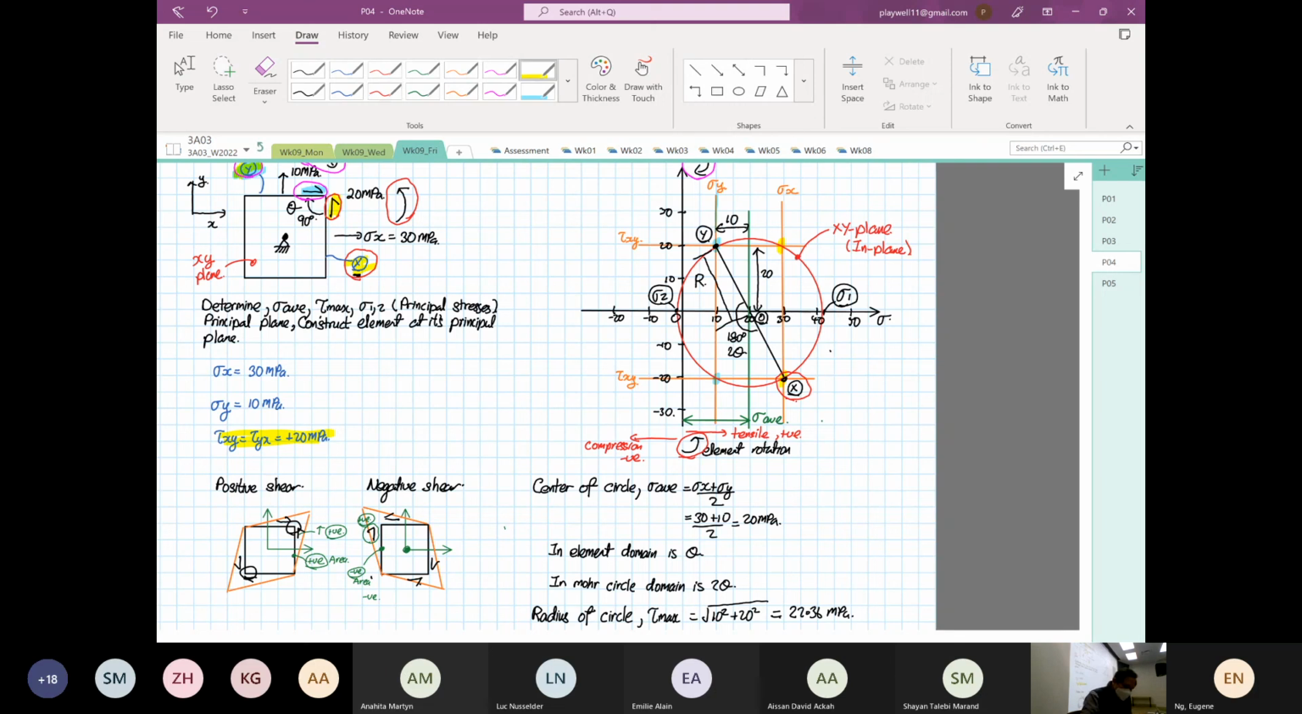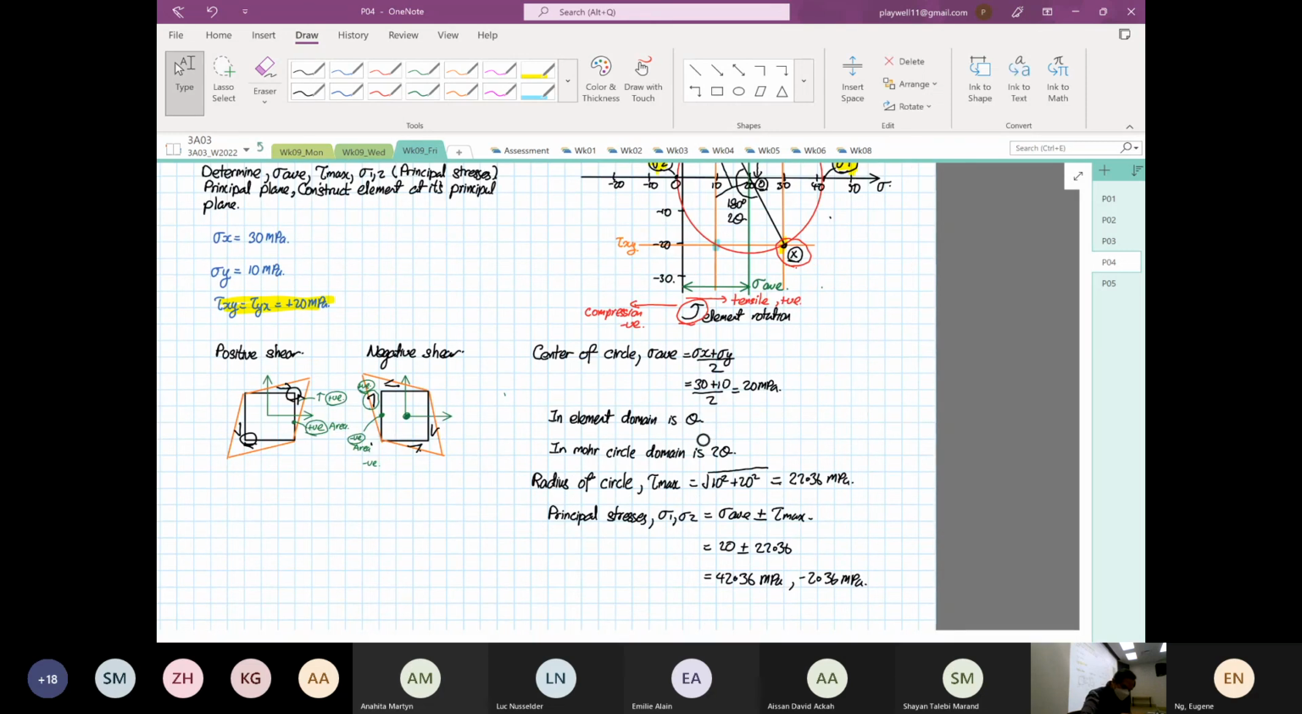Now, the question asked is why this is stress 1 and why this is stress 2. It can flip over, it does not matter. Okay, so you realize that at the principal stress, the shear stress is equal to what? 0. At the principal stress, the shear stress is equal to 0.